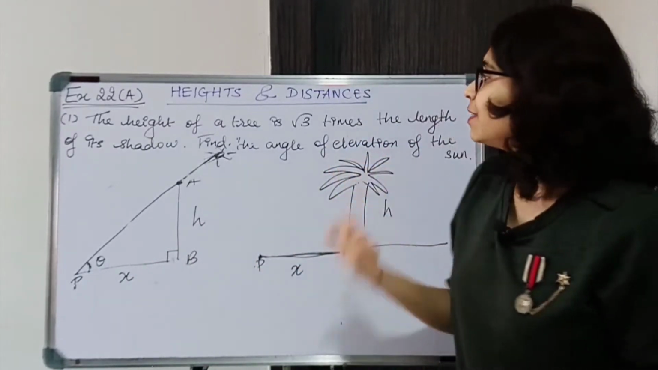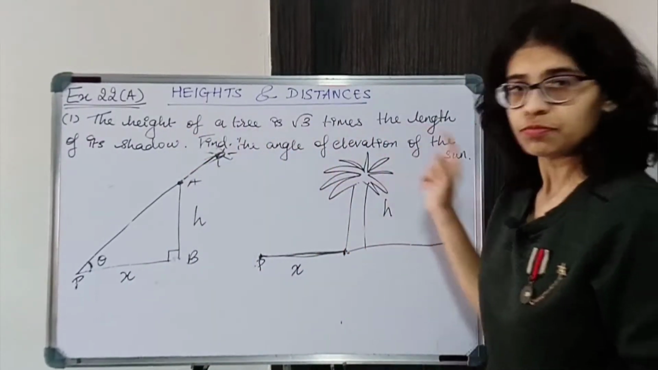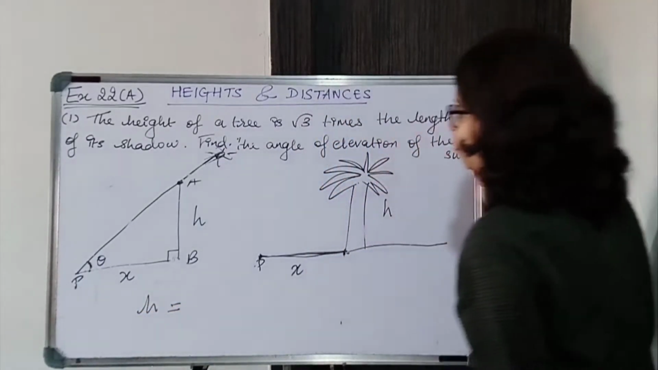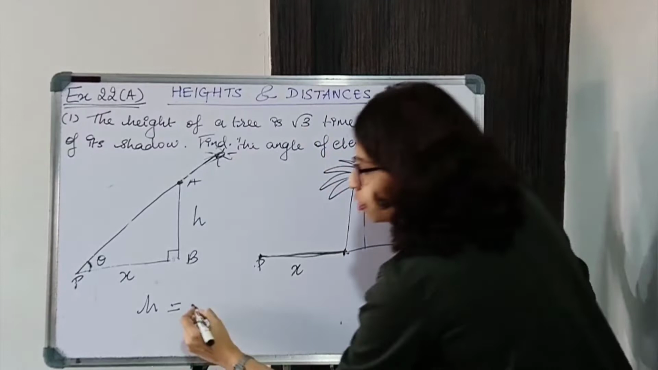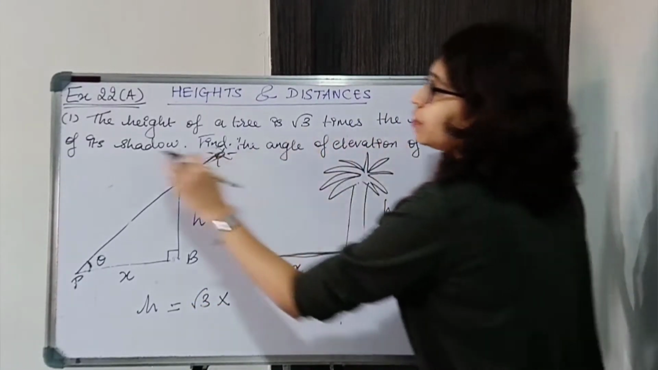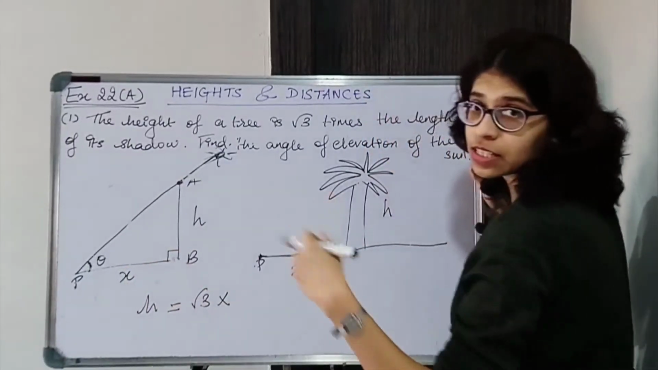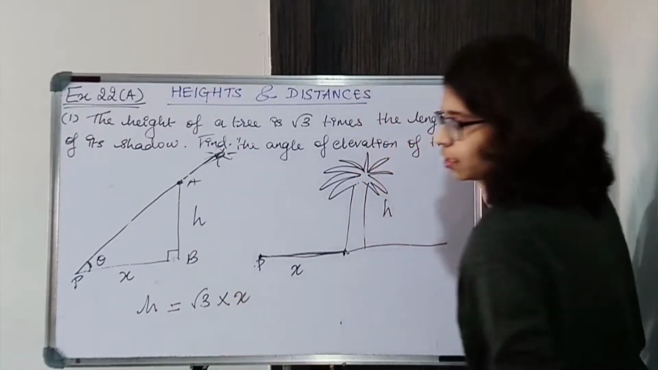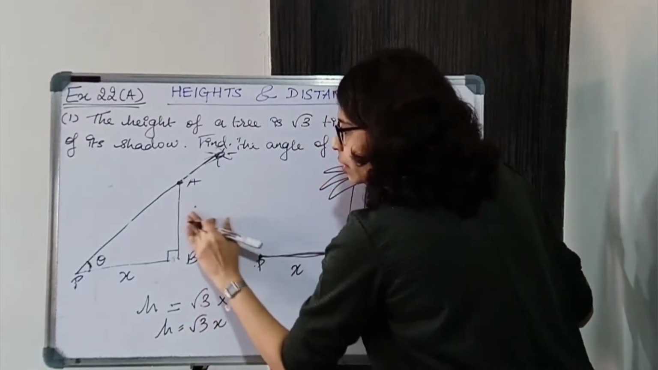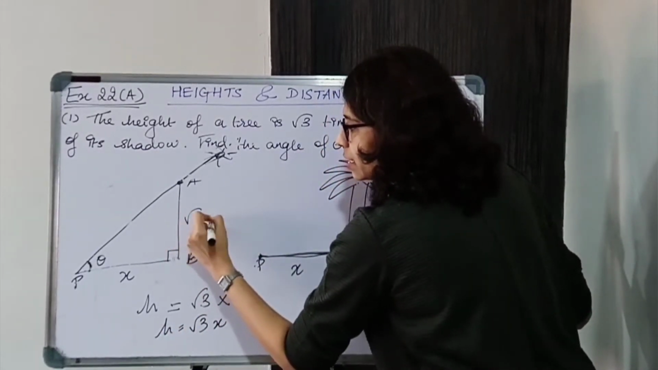But we are given something over here. Height of the tree is h. It is root 3 times the length of its shadow. Length of the shadow we have considered x. So h is equal to root 3x. So in place of h I can consider root 3x.